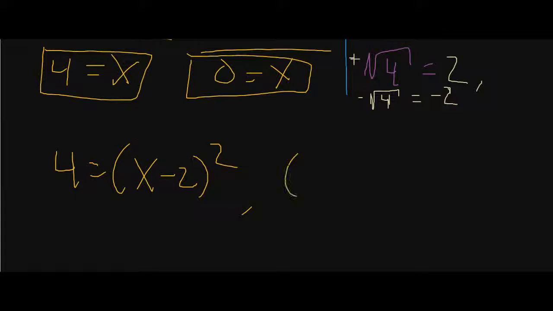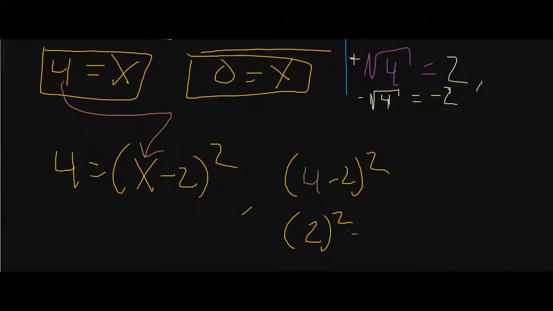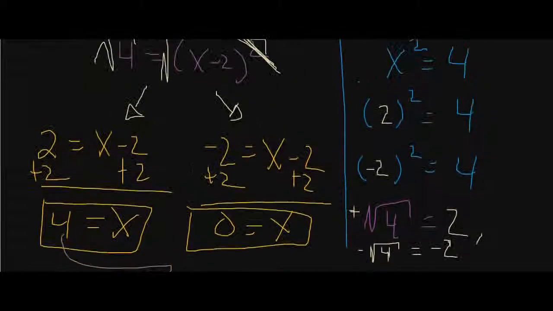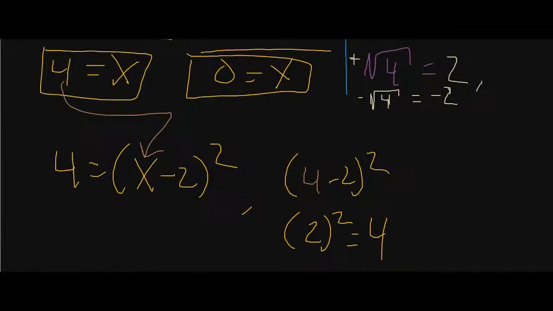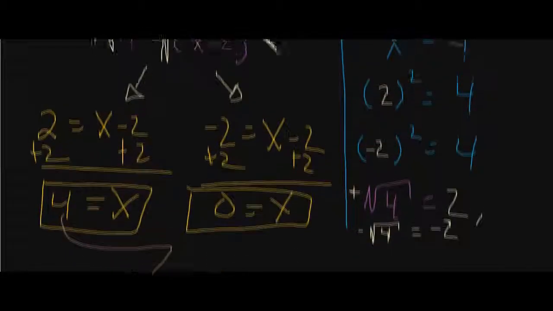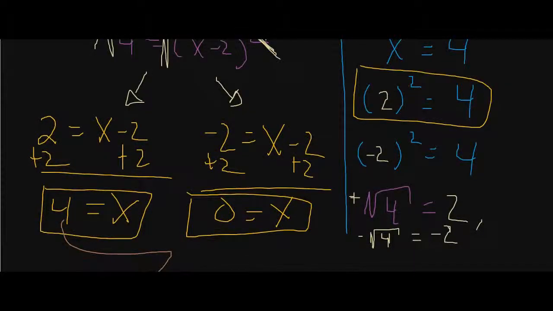So we're going to get 2 minus 2. Oh, sorry. We're going to get 4. We take our 4 and plug it into x, so we're going to get 4 minus 2 squared. All right, what's 4 minus 2? Well, that's 2 squared, which is equal to 4, which is what we wanted right here. And that's exactly this expression right here.